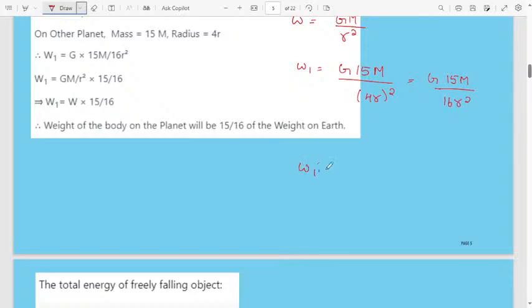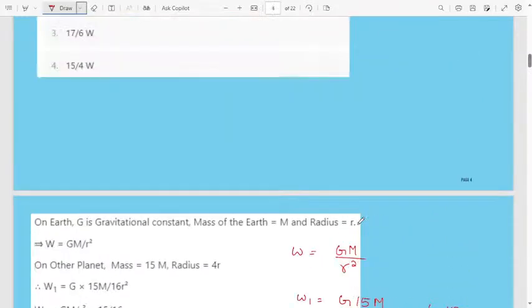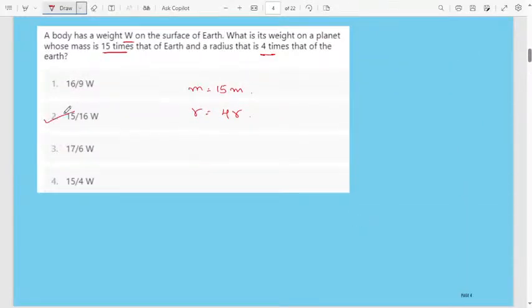Then W1 will be equal to, take this constant outside, capital G, capital M divided by R square into 15 divided by 16. You know, this is nothing but the value of W. W into 15 divided by 16. Therefore, weight of the body on the planet will be 15 by 16th times of the weight of the earth. The correct answer for this question is 15 by 16 times the weight on the earth.